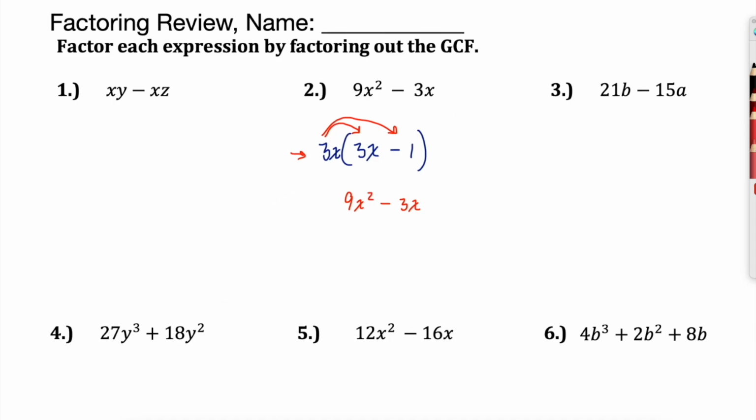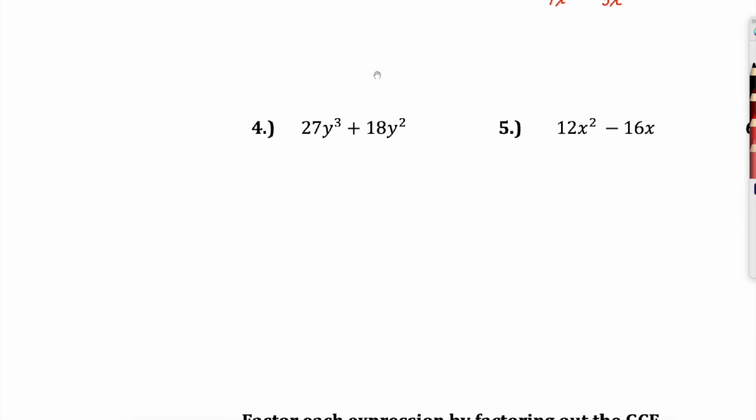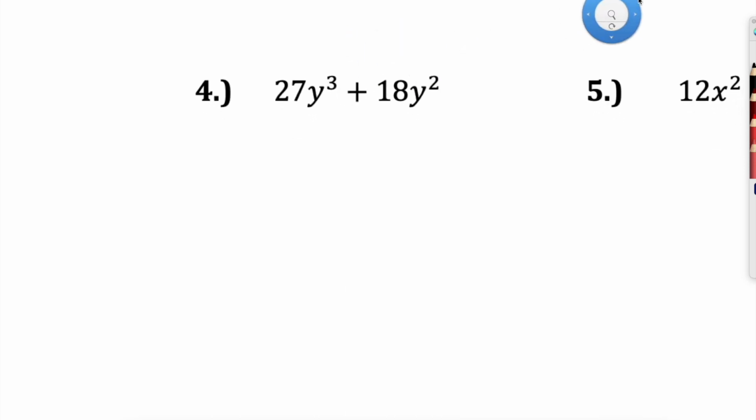All right, let's take a look at number 4. 27y cubed plus 18y squared. So I've got two coefficients here, and 27 and 18 have a common factor of 9. Now, if you're not quite sure what the common factor is here with our coefficients, you can always make a factor tree.